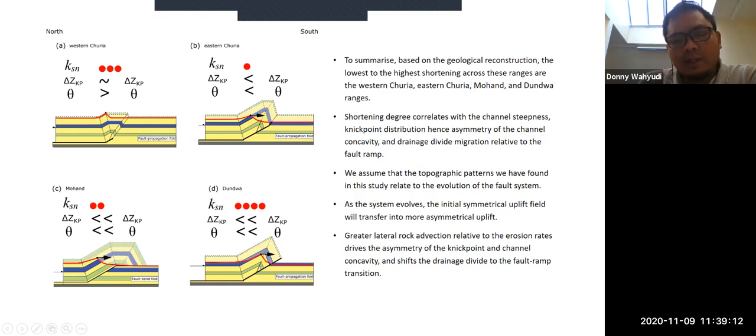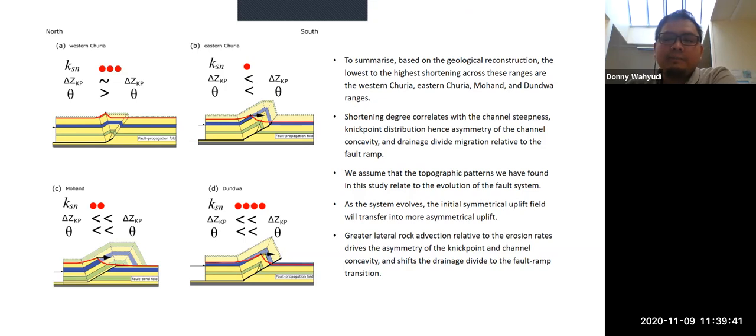To summarize, based on the geological cross section, the lowest to the highest shortening across these ranges are the Western Churia, Eastern Churia, Mohan, and then the Dunwa Ridge. Shortening degree correlates with channel steepness, knickpoint distribution, and hence asymmetry of the channel concavity, and the drainage divide migration relative to the fault ramp.